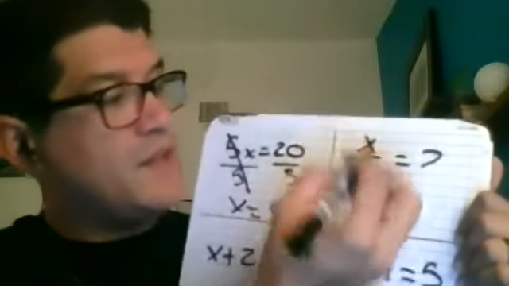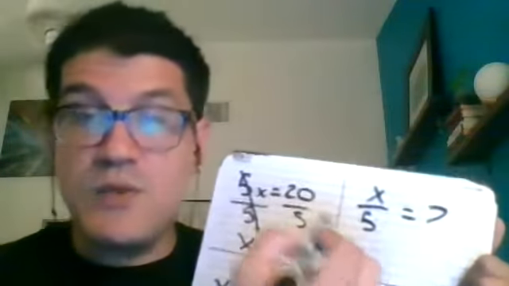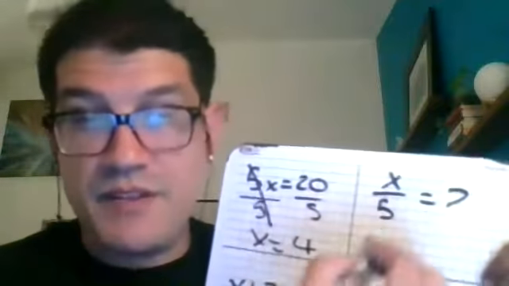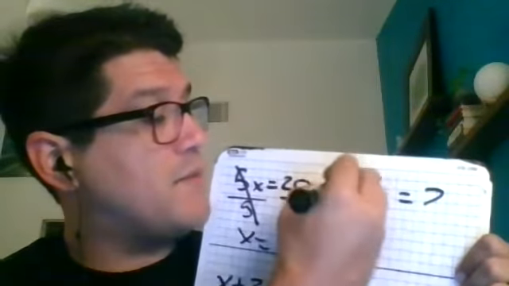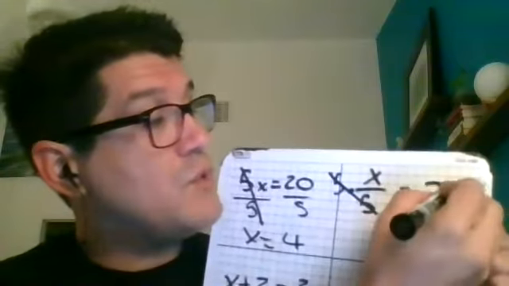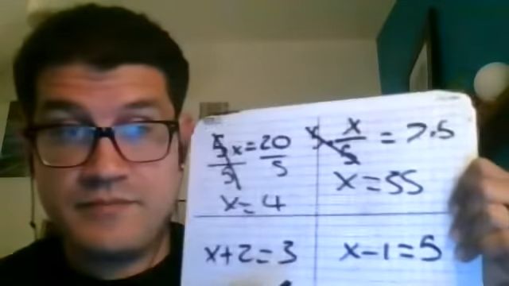This one over here. So x is being divided by 5. Same thing we have to do. We have to do the opposite of whatever's happening to the variable. So we're going to be, instead of dividing by 5, we're multiplying by 5. Cancel, multiply by 5. X equals 35.